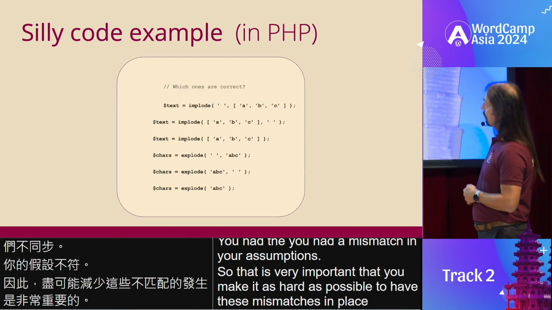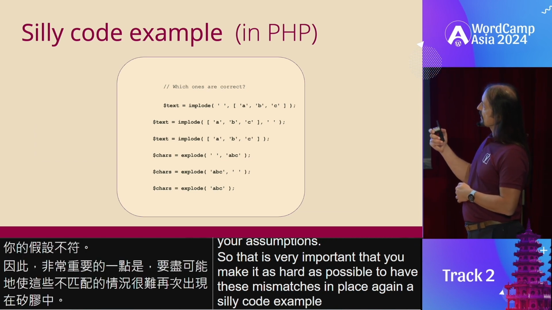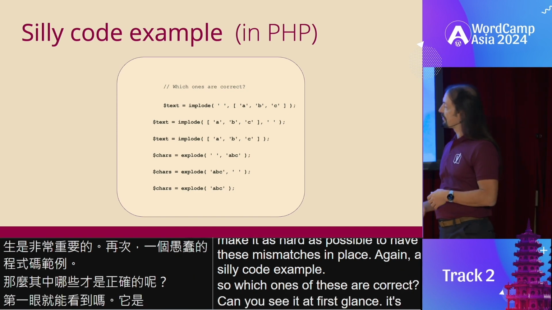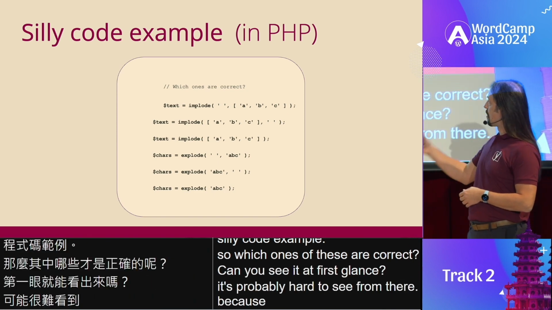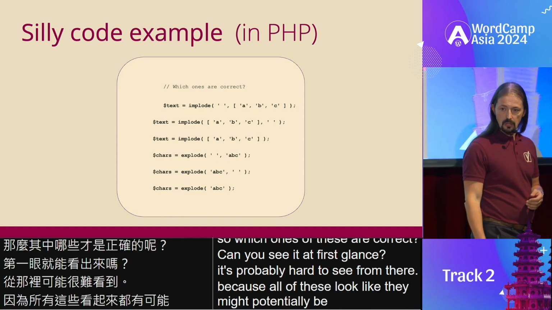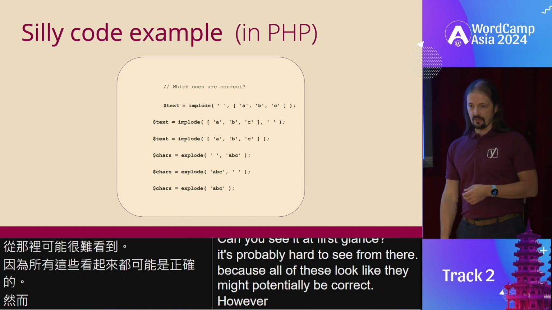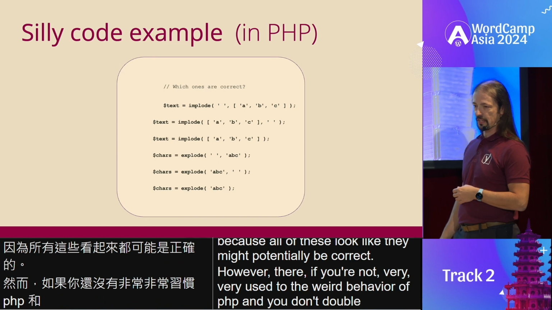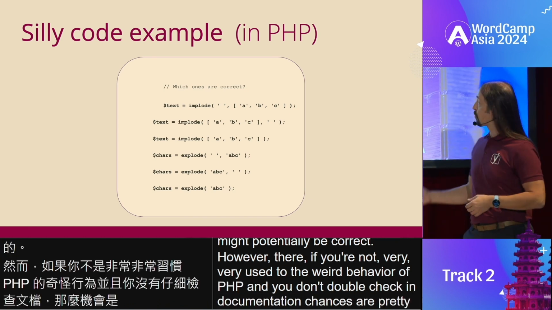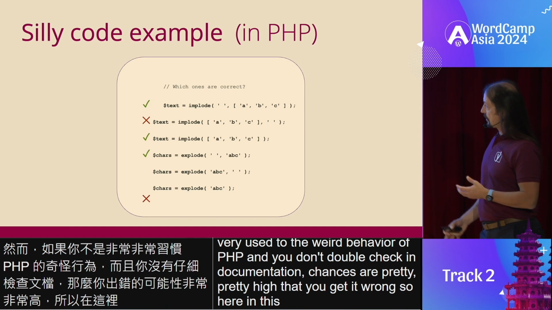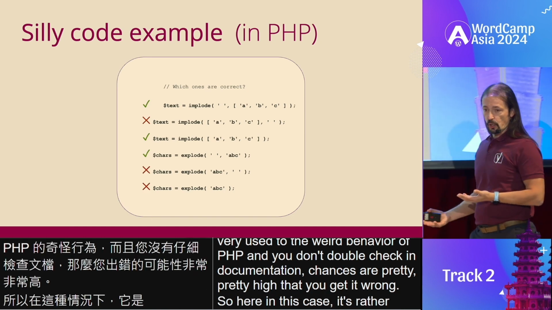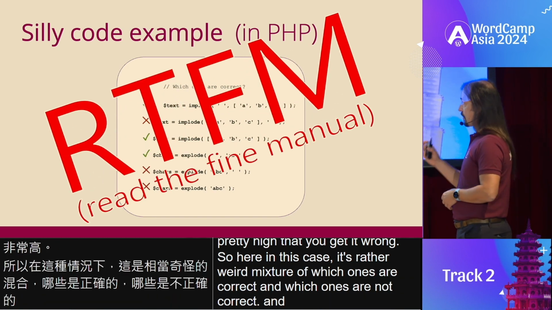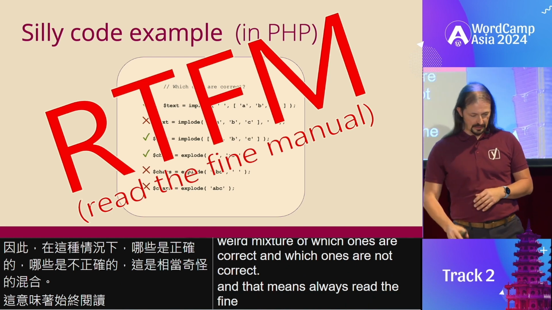Again, a silly code example. Which ones of these are correct? Can you see it at first glance? It's probably hard to see from there, because all of these look like they might potentially be correct. However, if you're not very, very used to the weird behavior of PHP and you don't double check in the documentation, chances are pretty high that you get it wrong. So here in this case, it's a rather weird mixture of which ones are correct and which ones are not correct. And that means always read the fine manual, please.